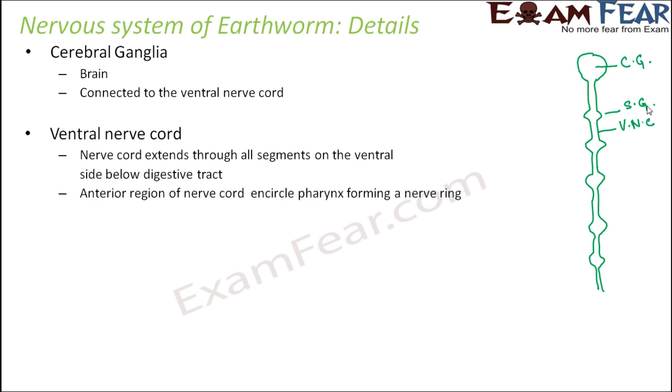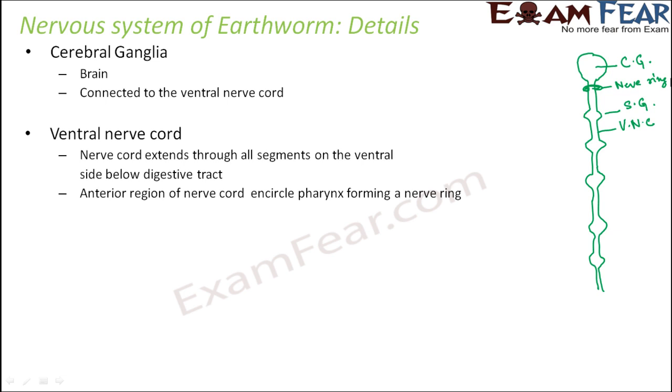So the anterior region of the nerve cord encircles the pharynx, forming a nerve ring. When you talk about the anterior region, somewhere here, the pharynx will be located, because this will be your mouth and all those parts, then pharynx and then esophagus will start. Around the pharynx, some nerves encircle the pharynx, forming a ring-like structure which is known as the nerve ring. Now this is a characteristic of earthworm, because these nerve rings are not seen in all organisms.